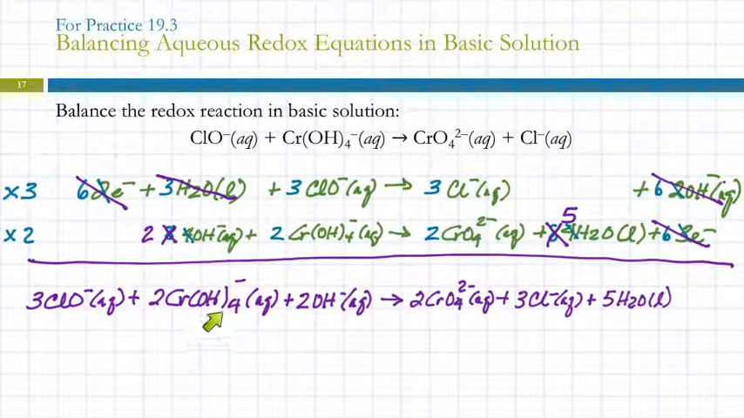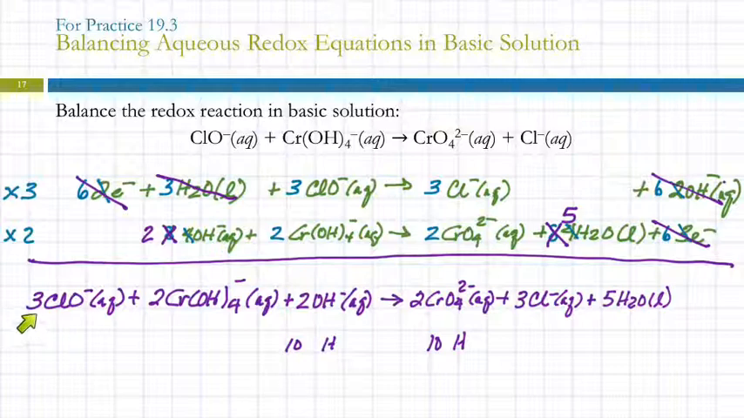2 times 4 is 8. 8 hydrogens and another 2, that's 10, right? And, you know, there's no shame in writing that down. 10 hydrogens. And then over on the right side, we see 5 times 2 is 10 hydrogens. Okay, so that's good.